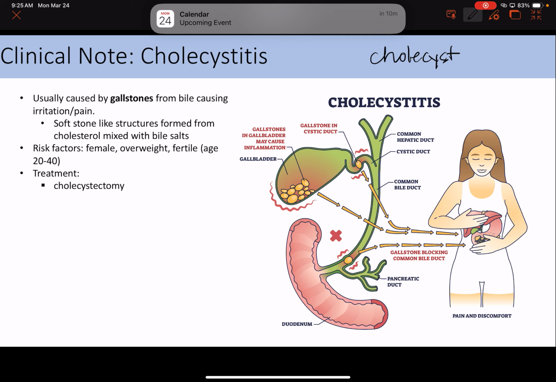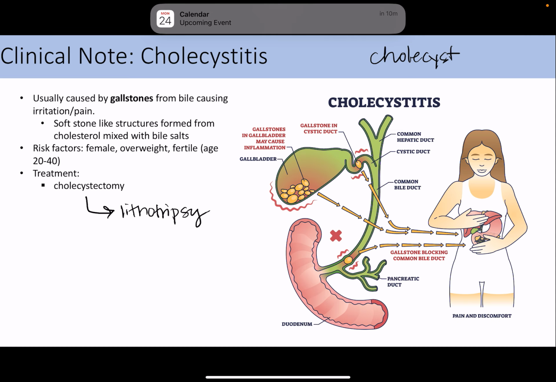Other treatments include lithotripsy, which is basically using ultrasound waves to break up the gallstones into smaller pieces. Laser treatment, same thing. We're going to use a laser to break down the gallstones in general. And then certain drugs can be used to break down the gallstones. So all these things are to break down the crystals.